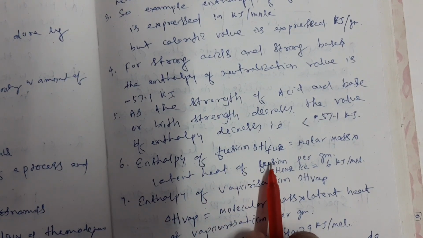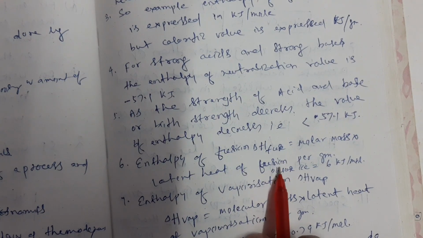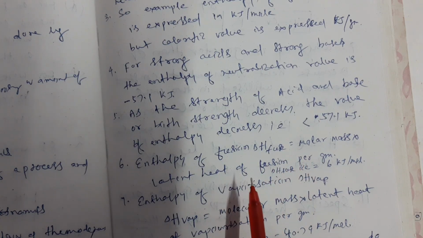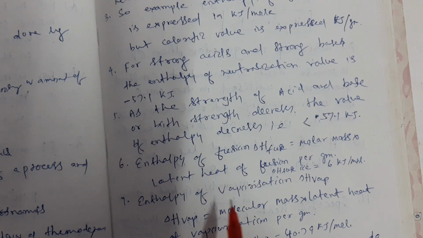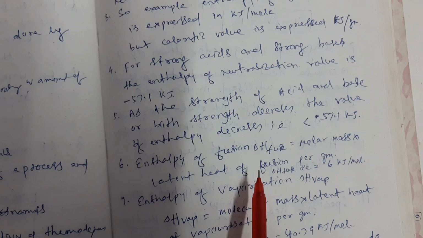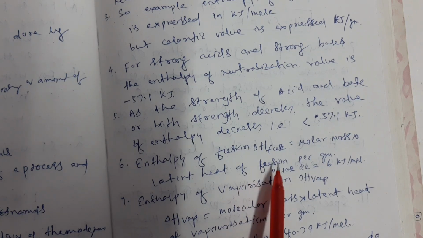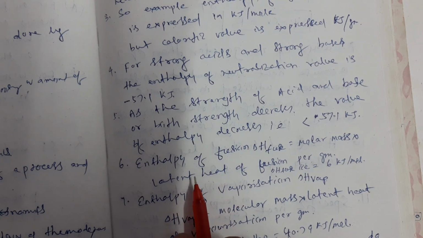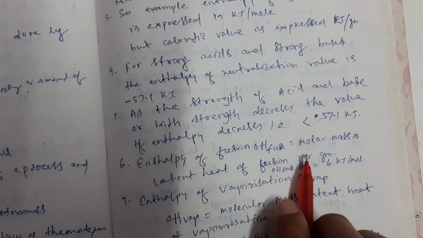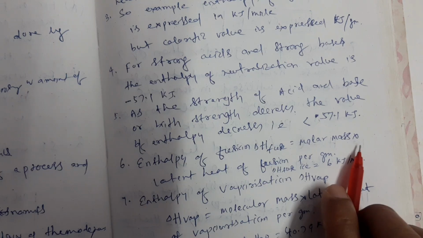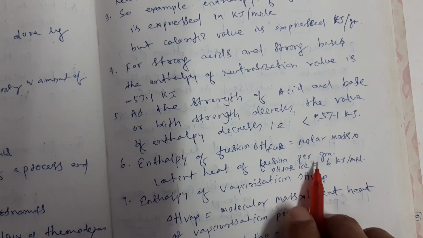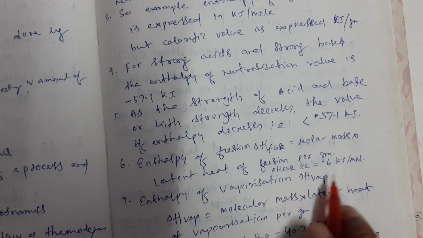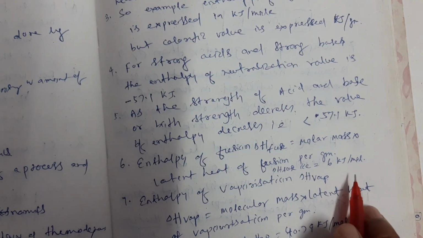Enthalpy of fusion. What is enthalpy of fusion? Enthalpy of fusion is the heat change, the heat required when 1 mole of the substance changes its state from the solid to liquid state at its melting point. Mathematically, enthalpy of fusion is equal to molecular mass multiplied by latent heat of fusion per gram. For ice it is 6 kilojoule per mole.